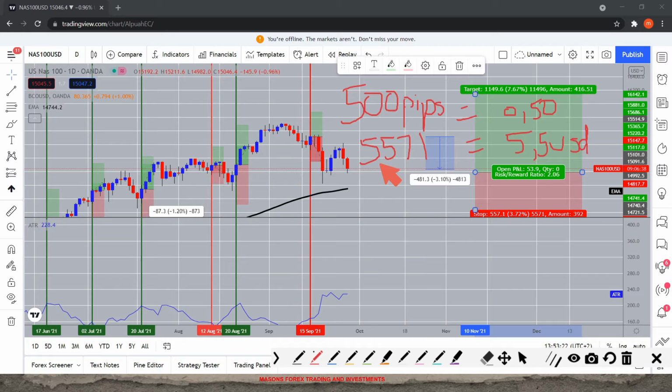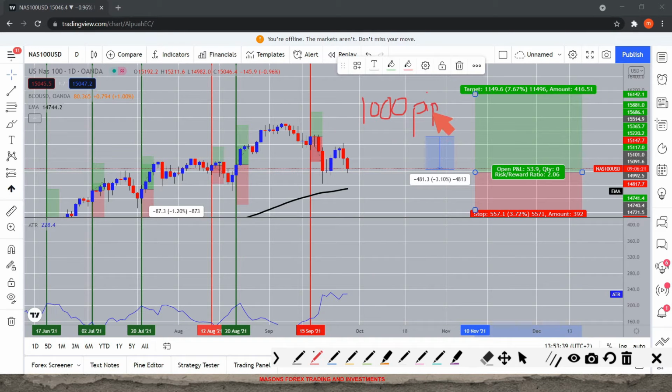Now, if you're wondering how did I get approximately 5.5 USD as my potential profit or loss, remember 1000 pips is actually $1 in value. So if it's 5,000, or let's say it was 5,000, oops, it would be equal to 5 USD. So in the return table, this will be very applicable.